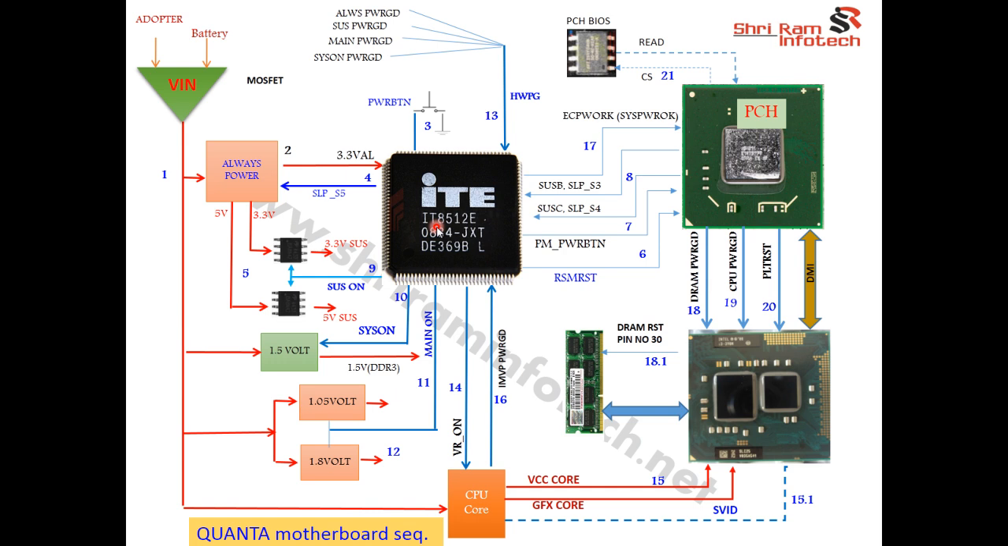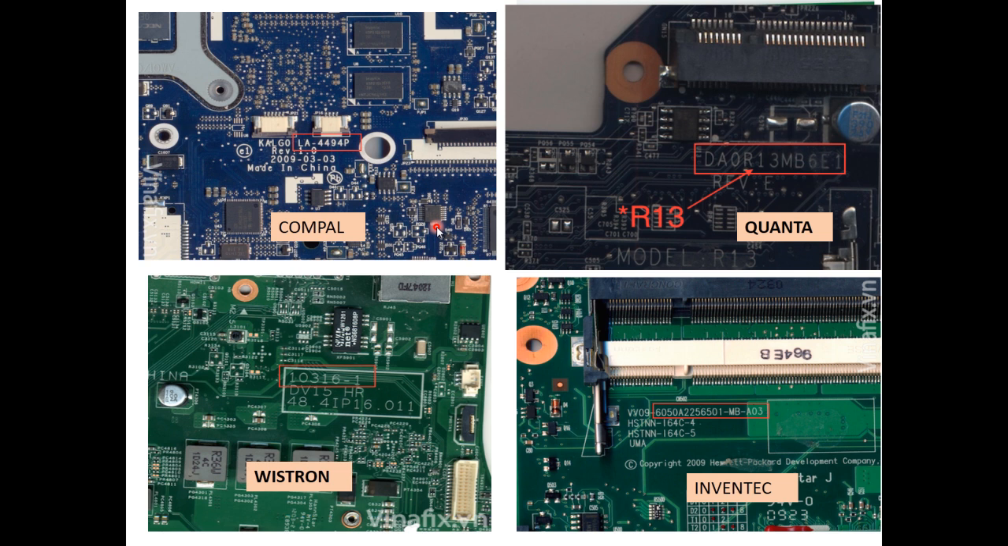First we'll see how to identify the Quanta motherboard. On this screen you can see there are 4 types of motherboard: Compal, Quanta, Inventec and Wistron. The Quanta motherboard number starts with DA0, R13 or R33, R53 like that. The Compal motherboard number starts with LA, and the Wistron motherboard number starts with a 5 digit number and -1, -2 or -3 like that.